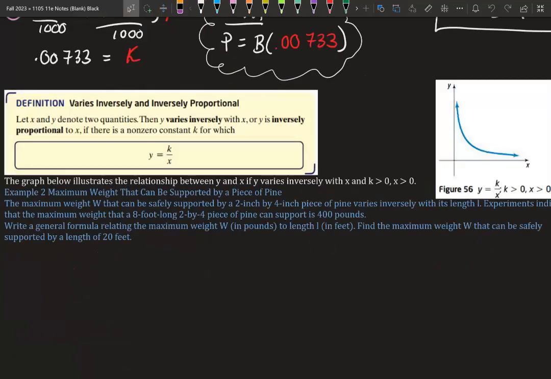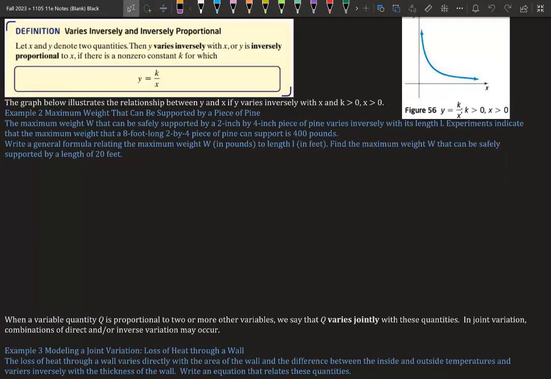Another type of variation is inverse variation. So we're going to let x and y denote two quantities. That's saying you're just working with two things. So this time, though, the phrase we're looking for, y varies inversely with x, or y is inversely proportional to x. So inverse is division. This graph represents inverse variation, kind of like swoops down a little bit. We're still going to use the 3-sentence breakdown.